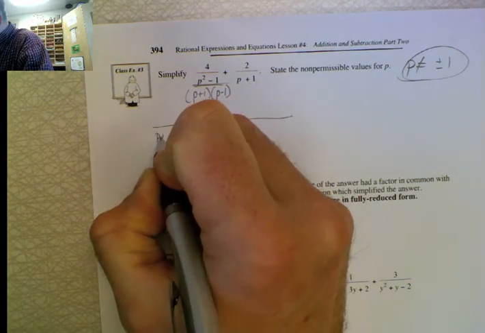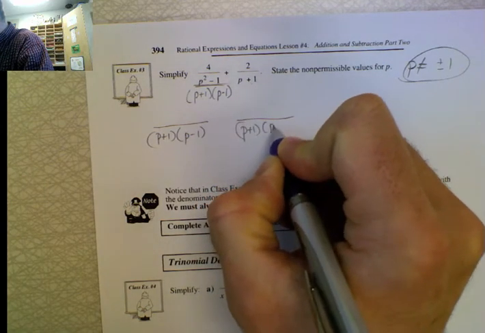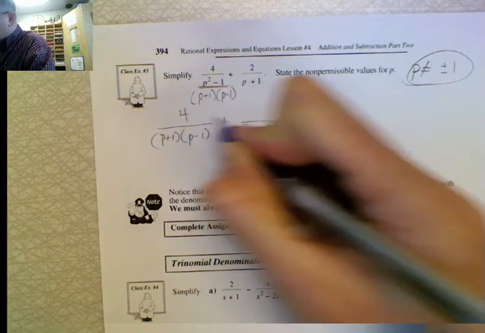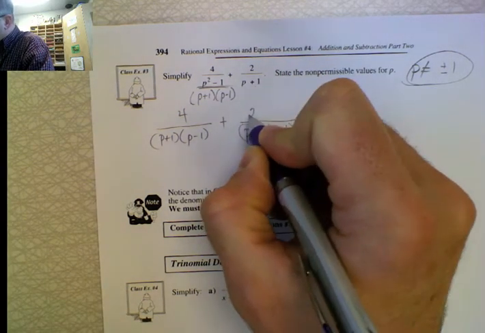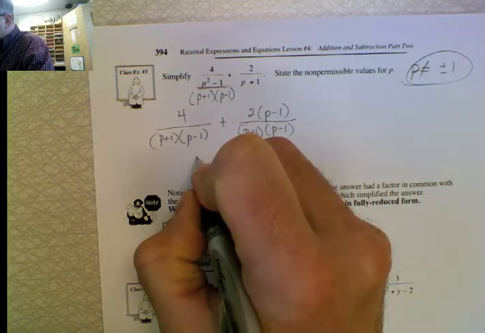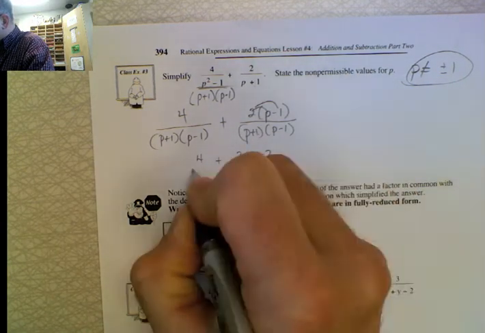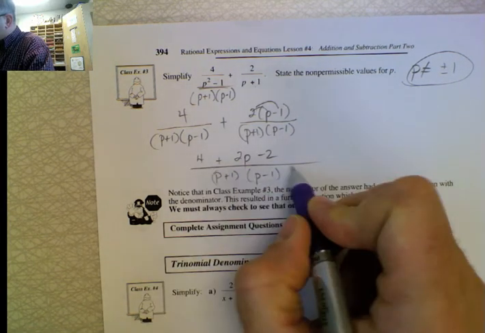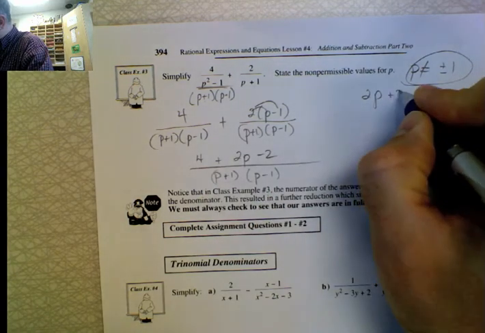If you now come up with the common denominator, it's going to be p plus 1 and p minus 1. Now, I did not change anything in the first fraction, so this stays as 4. In the second one, I had to multiply the denominator by p minus 1, so I have to multiply the numerator by that. So we're going to end up with 4 plus 2p minus 2 all over p plus 1 and p minus 1. Now, if I combine this, I have a 2p, and 4 minus 2 is positive 2.